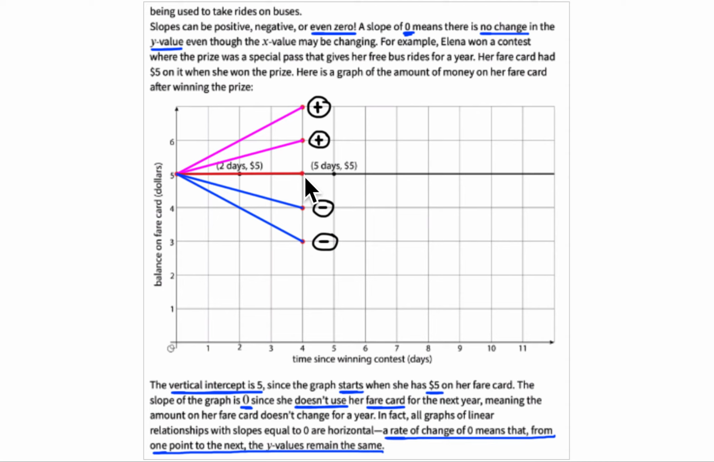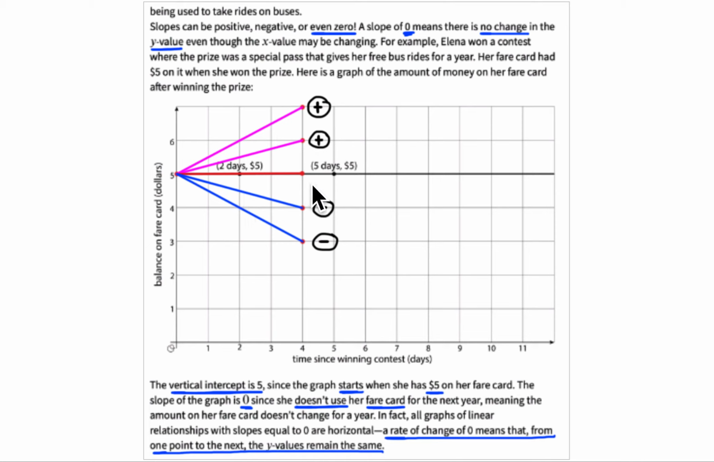So this is a change of 25 cents each day. So she's adding 25 cents each day. So 25 cents, 25 cents, 25 cents, and finally adds a total of $1 over 4 days. This is no change. Here she's using up money on the card, and this is using up 25 cents each day. So it's going down 1 unit, but the horizontal change is 4 units. So this is a negative 1/4. That's 25 cents each day that it's going down.